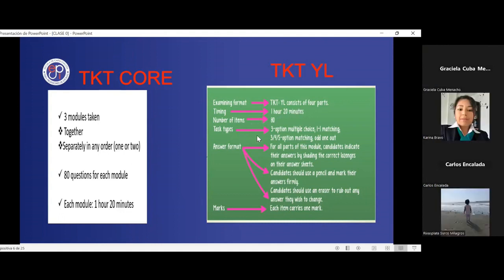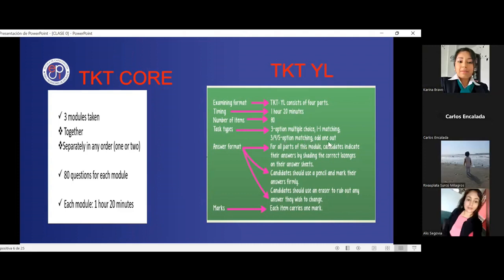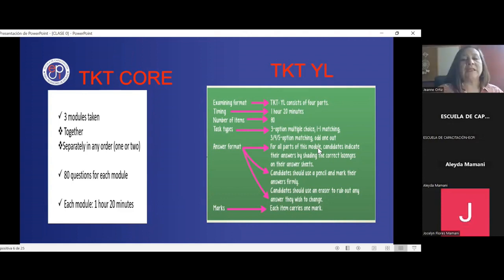And what are you going to manage? 3 option multiple choice, 1-to-1 matching, 3, 4, 5 option matching, odd one out. And for all parts of this module, candidates indicate their answers by shading the correct options on their answer sheet. You will have an answer sheet. This is a written test. Both of them are written. There is no online version, okay? And you will have 1 mark per question. There are no negative marks. So if you make a mistake, well, there is no problem, okay? So this is the idea. 80 questions, 1 hour, 20 minutes per module, okay?